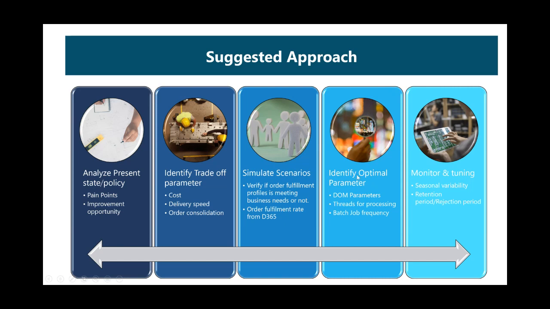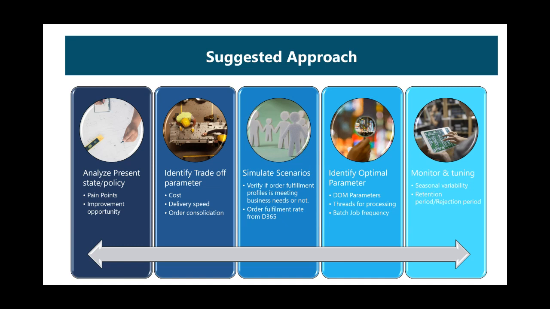Okay. The optimal parameters you can define on DOM parameters and threads for processing. So in DOM parameters, the maximum local store radius and setups like that you can define. So make sure that it is following the best practice. Okay, it is not an exaggerated value.